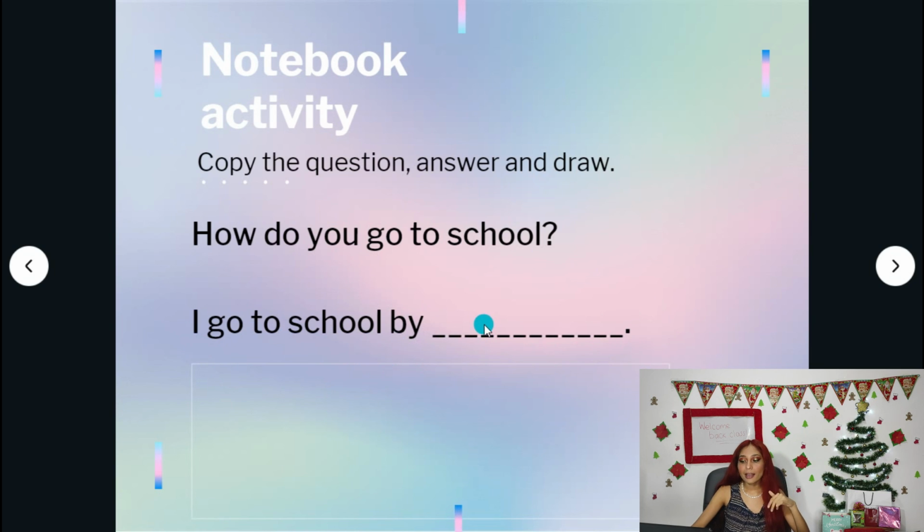And here you are going to write by bus, by car, by taxi, by bike, motorcycle, I don't know. And then you're going to draw it in here. I want to see those beautiful drawings and huge drawings. So those are the activities for today, and I hope you don't have any problems in doing this.